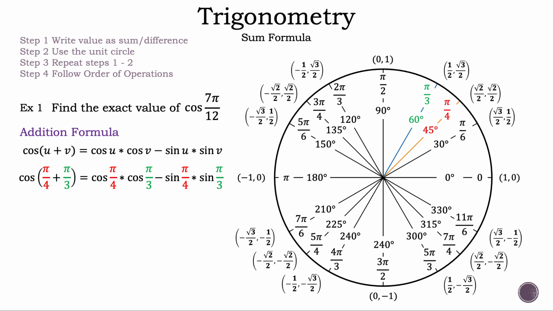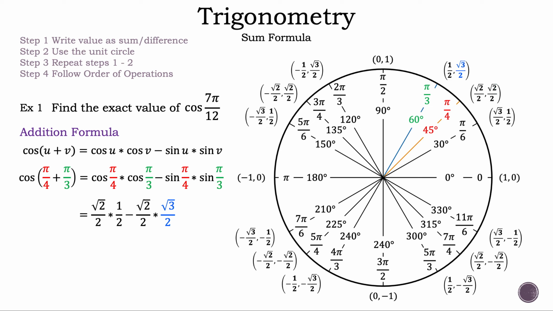Remember, the x part of the ordered pair is for cosine, and the y part of the ordered pair is for sine. So what do we substitute for cosine pi over 4? That's right, square root of 2 over 2. So what do we substitute for cosine pi over 3? That's right, 1/2. So what do we substitute for sine pi over 4? That's right, square root of 2 over 2. So what do we substitute for sine pi over 3?